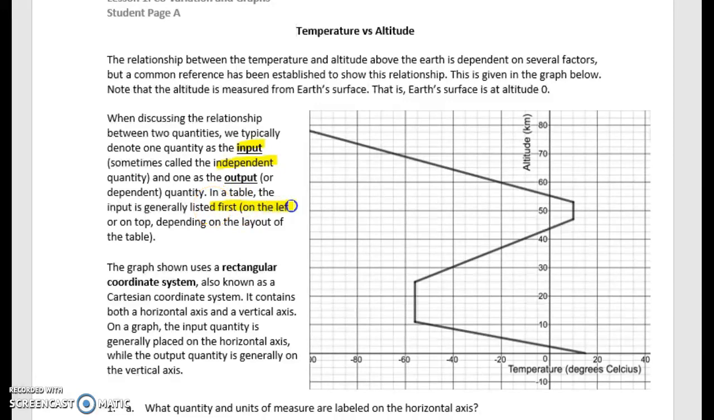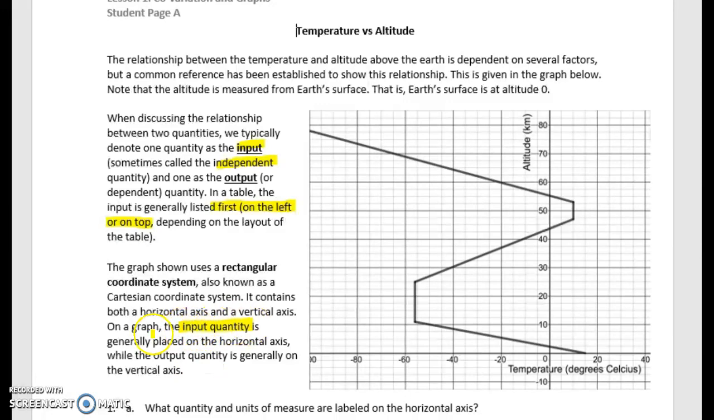Okay, so the input would be listed first, or sometimes it's along the top if we're going to do rows. And then the graph shown over here on the right is using a rectangular coordinate system, also known as the Cartesian coordinate system. It contains both a horizontal axis and a vertical axis. On a graph, the input quantity is generally placed on the horizontal axis.